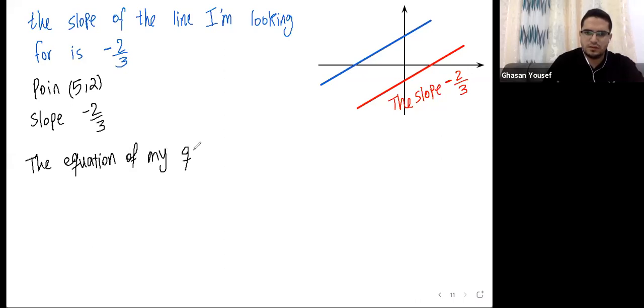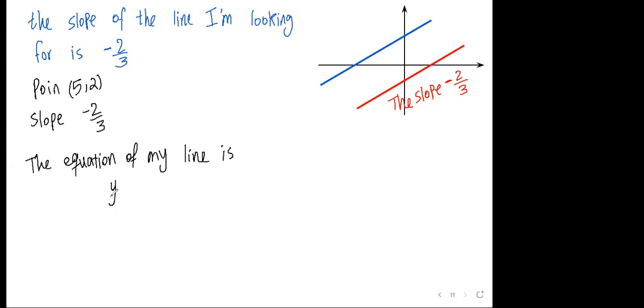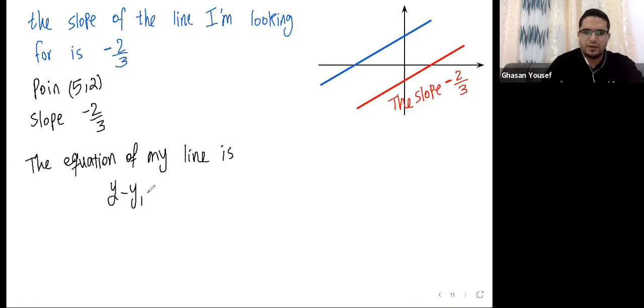Question line, example line. The point-slope formula is y minus y1 equals the slope m times x minus x1.